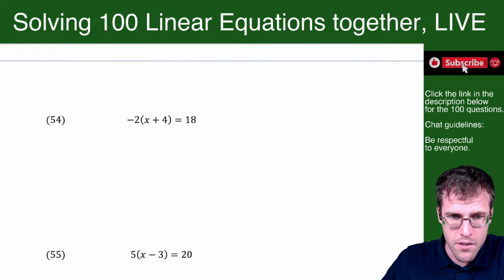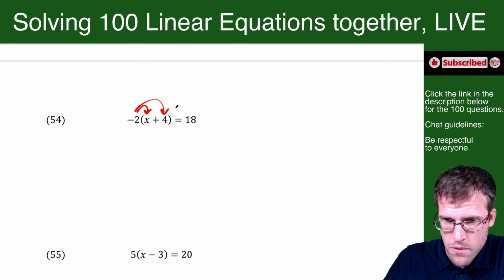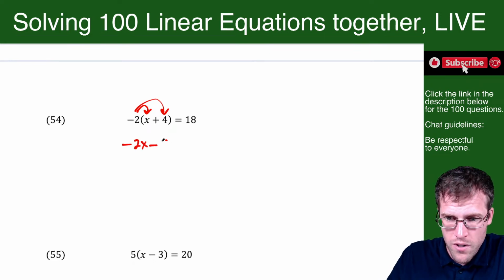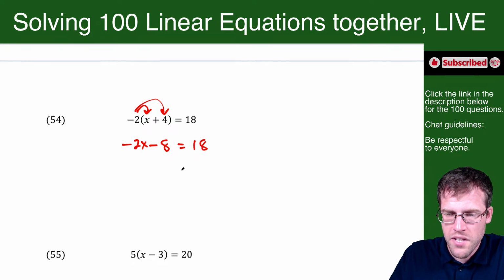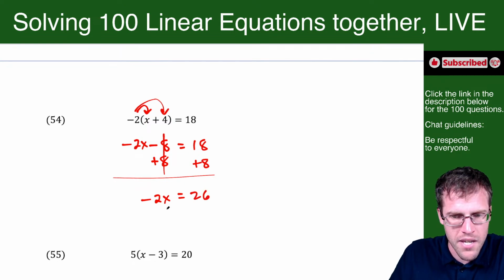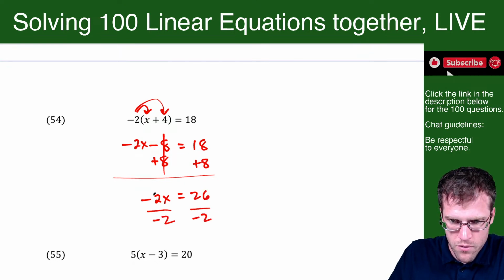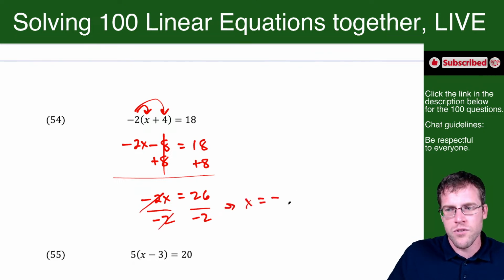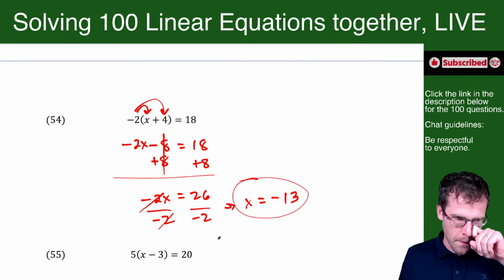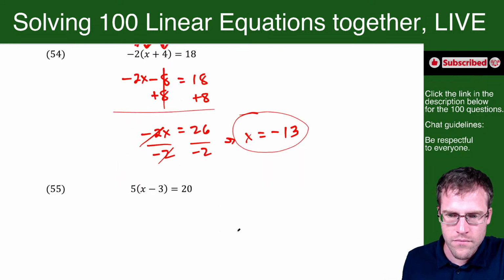distributive property is nice. So here, let's distribute. Negative 2x, when we do negative 2 times x, and then negative 2 times positive 4 is negative 8 equals 18. And now plus 8 on both sides. So we have negative 2x equals 26 when we do 18 plus 8. Divide both sides by negative 2. And now a positive divided by a negative is negative, and 26 over 2 is 13. So 54 should be negative 13. All right. Moving on here.